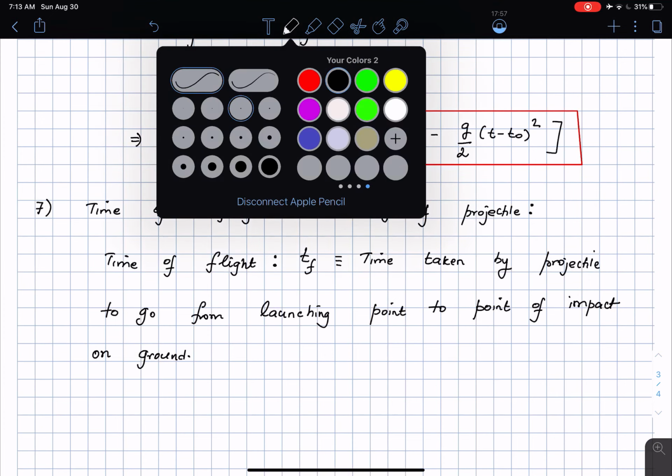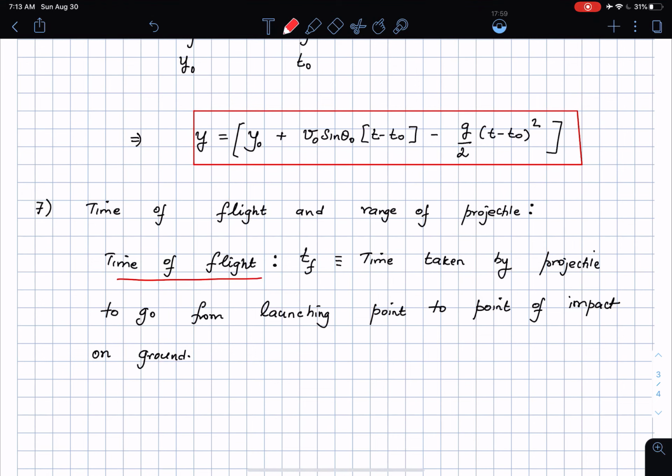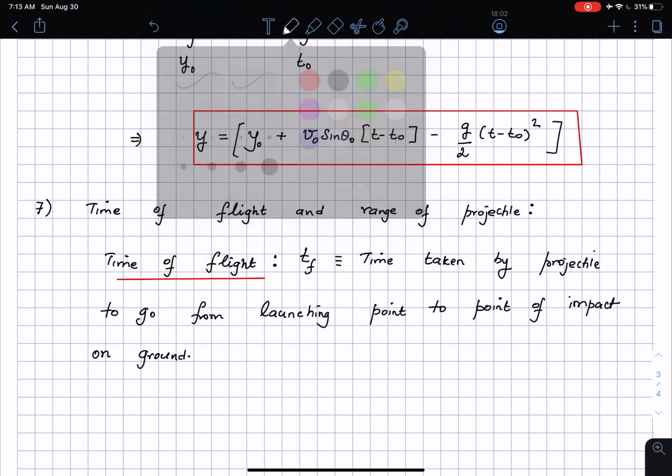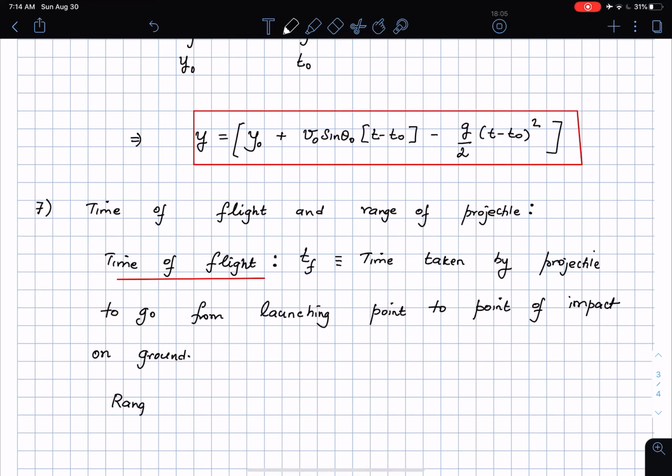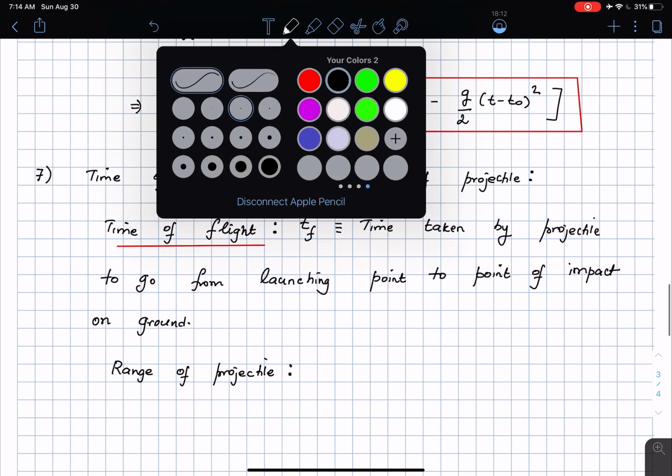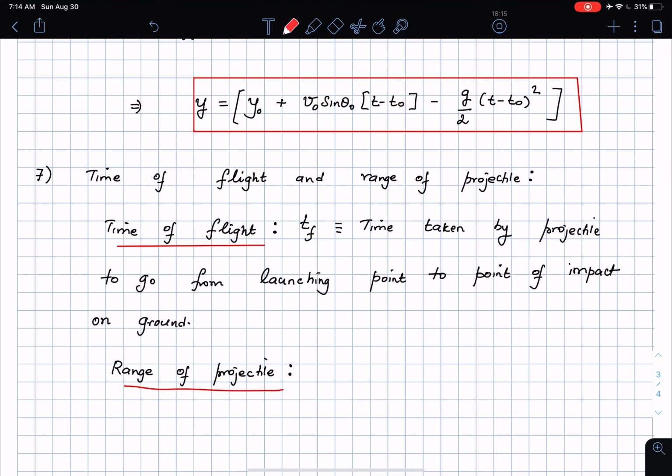That's something that you want to make a note of. And the very last thing that I want to talk about is the range of the projectile. This is the maximum distance traveled horizontally by the projectile, from start to stop. Maximum horizontal distance traveled by the projectile.